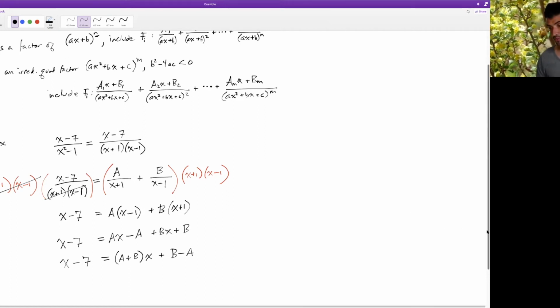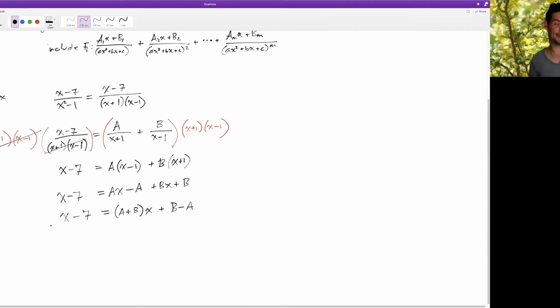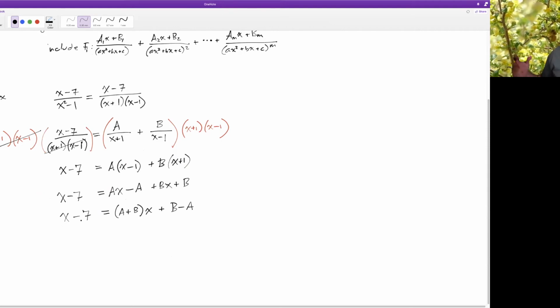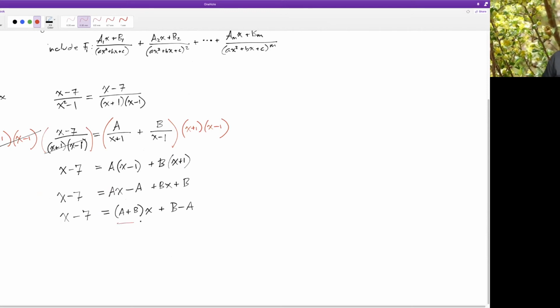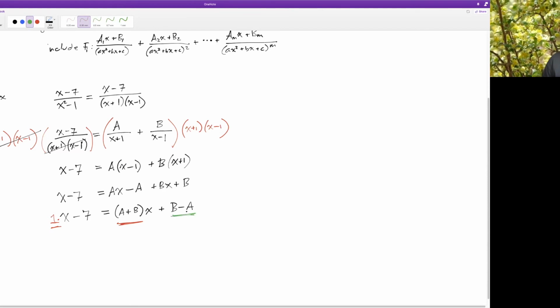Now, look at this equation. I've got two lines, right? x minus 7 is a line on one side, (A plus B)x plus (B minus A) is a line on the other side. If I'm claiming they're equal, it means that they're equal for all values of x. And for two lines to be equal, their coefficients, the slope and the intercept, have to be equal. In other words, A plus B has to be equal to the coefficient of x, which of course we don't write, but it's 1. And B minus A has to be equal to the constant, -7.